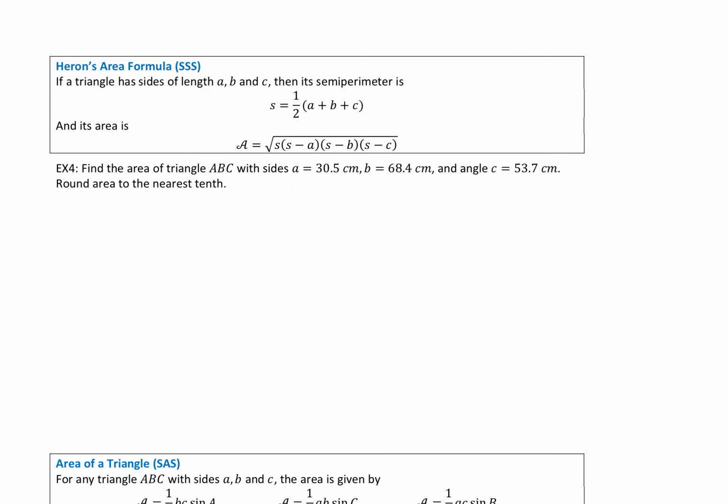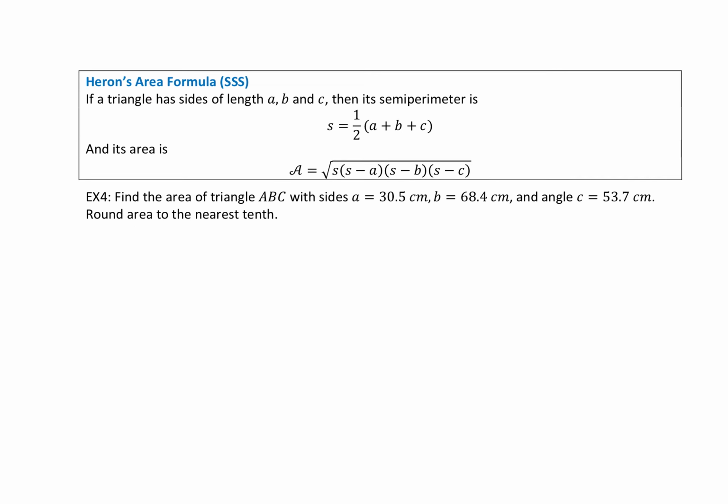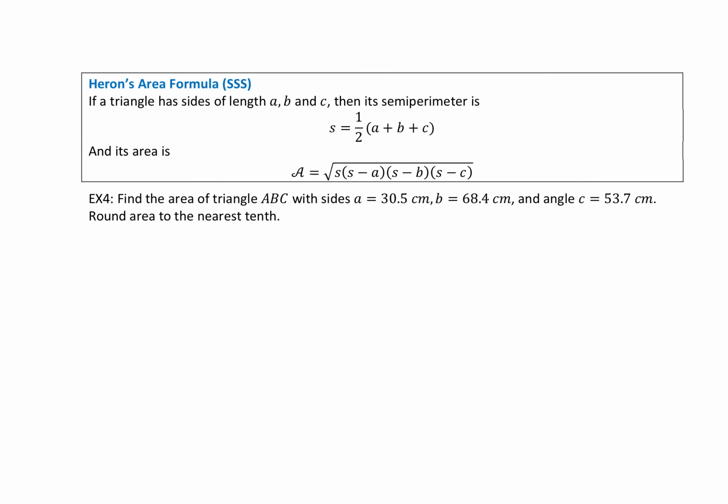The last thing we want to talk about is finding the area of a triangle that's not a right triangle. We're going to look at two formulas. This first formula is called Heron's area formula, and you would use that if you need to find the area of a triangle and you have all three sides.